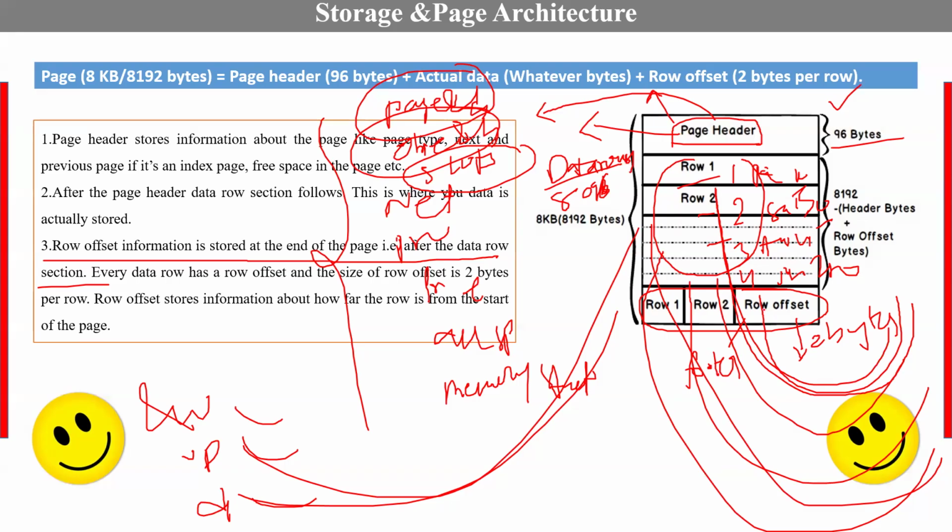So we can say, once the data is loaded inside the page, the row offset keeps track of each record's information, each record inside the data page, for easy reference.